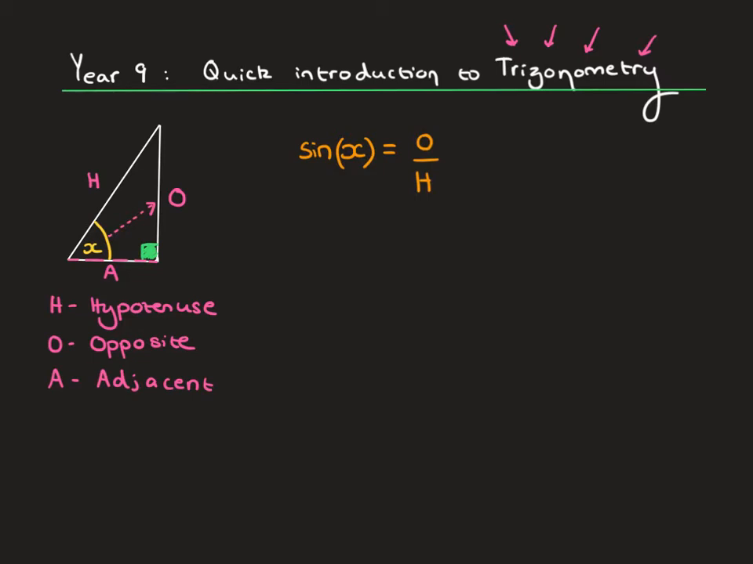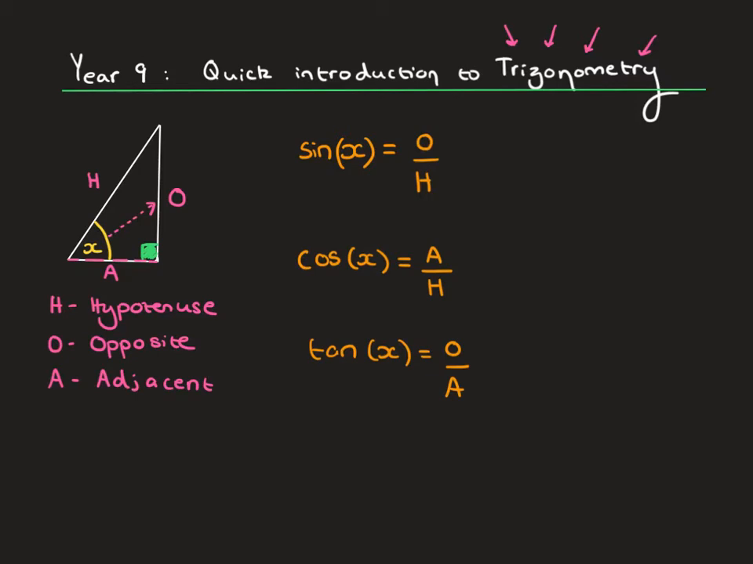Now, there are two other formulae as well. There's the cos of x, which is short for cosine, and that is equal to the adjacent side divided by the hypotenuse, and then the tan of x, which is equal to the opposite side divided by the adjacent.